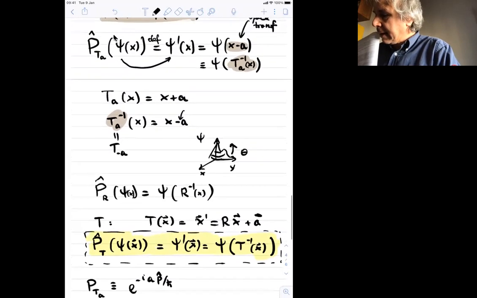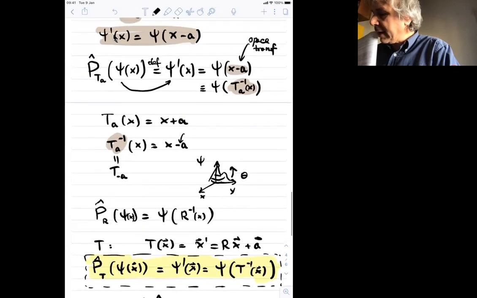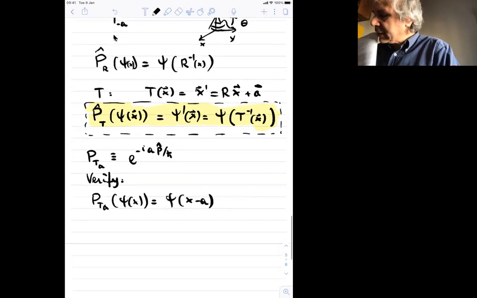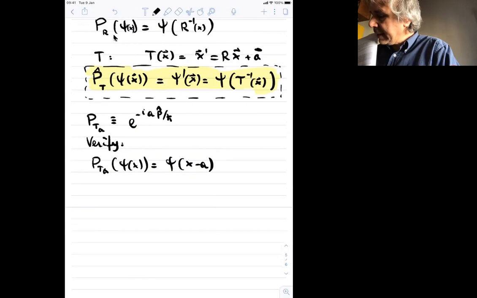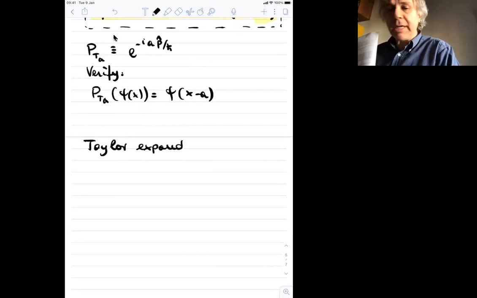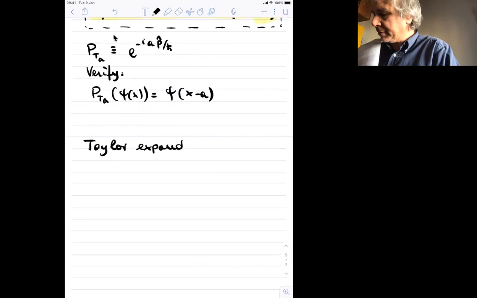I told you that P_T is defined in this way. So P_TA of psi of x is equal to psi of x minus a, right? Let's expand. Let's Taylor expand, assuming that the function has all the derivatives that you want.